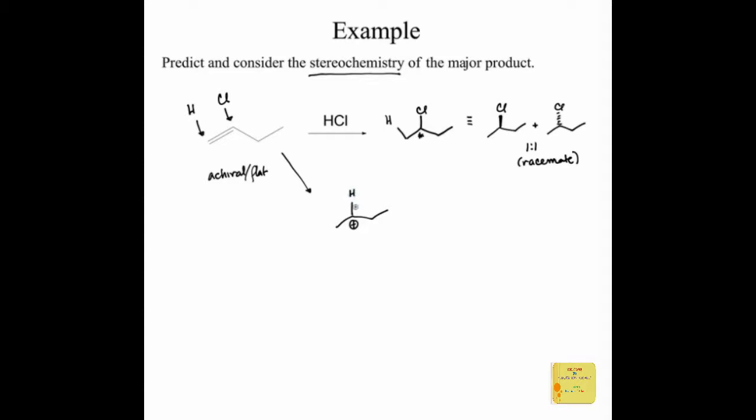There's a hydrogen here. This carbocation intermediate is sp2. It is still planar, just like the alkene starting material. But now when the chlorine attacks this planar species, it can attack from the top face, or it can come in as Cl- from the bottom.